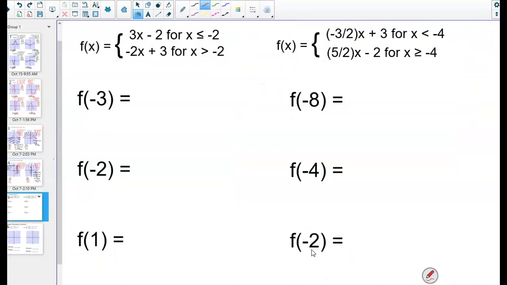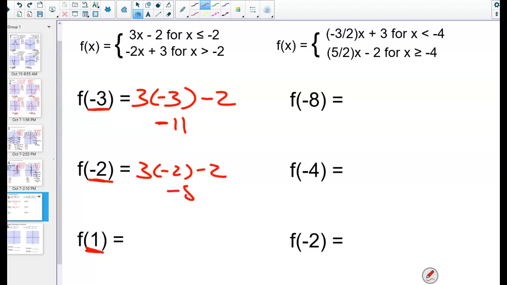So with these, I'm just making the judgment off of where x is. If my x is negative 3, that's less than negative 2. So I use the x is less than or equal to negative 2 expression, 3x minus 2. So 3 times negative 3 minus 2 is negative 11. Negative 2 is less than or equal to negative 2. So 3 times negative 2 minus 2 is negative 8. 1 is greater than negative 2. So negative 2 times 1 plus 3 is 1.